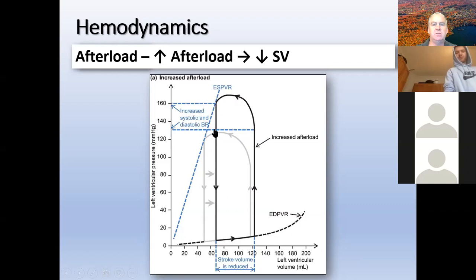Okay, so there's your pressure volume curve showing the effect of afterload. Basically, the whole thing shifts this way and up, right? And it's up because this is pressure. And so when you increase afterload, increasing resistance increases pressure. So it's a lot higher and it shifts to the right. And most importantly, your stroke volume is decreasing.